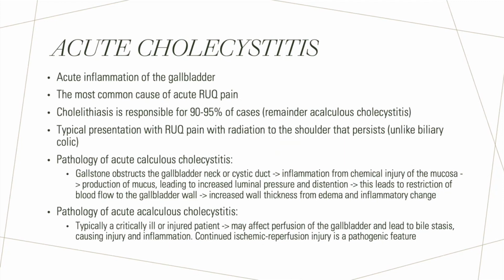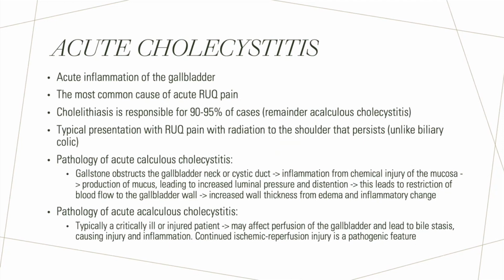The pathology of acute calculous cholecystitis: we have a gallstone that obstructs the gallbladder neck or the cystic duct. We have inflammation from chemical injury of the mucosa, production of mucus, which leads to an increased luminal pressure and distension, which leads to restriction of blood flow to the gallbladder wall, causing increased wall thickness from edema and inflammatory changes.